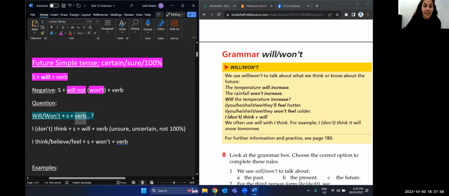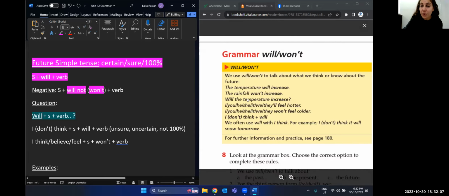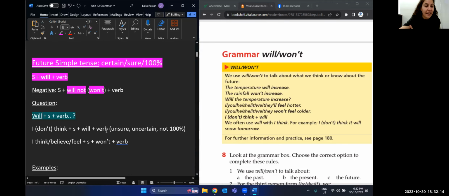Now, if it's a negative, I could say won't as a question. But it becomes a little bit hard, so it's always easier to make it will. So for example, will the temperature, that's the subject, increase? And we can respond by saying, I don't think it will increase. I believe it won't. So that's how we can respond.